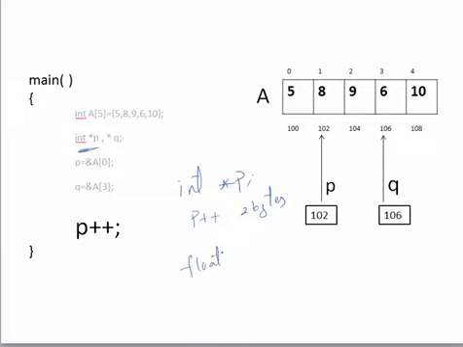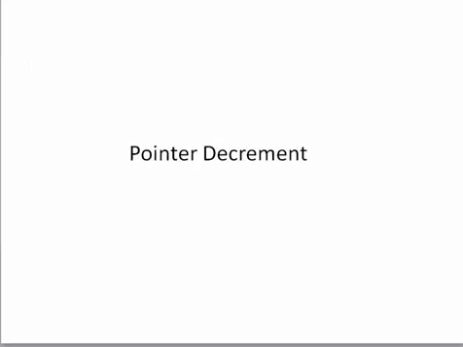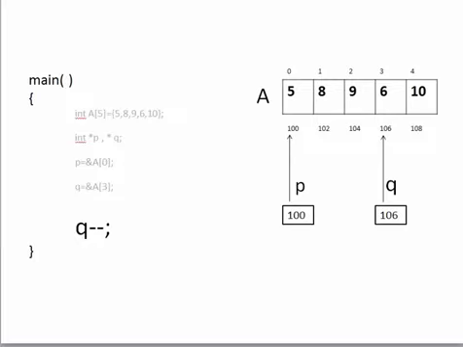If it is a float pointer, suppose P is a float pointer, then when you say P plus plus, it will increment by 4 bytes. So depending on the size of the data type, the pointer will move. Next operation is pointer decrement. If I say Q minus minus, then this pointer Q will move from 106 to 104. So it will decrement by 2 bytes. So Q is moved to the previous integer. Q minus minus, that is a decrement, means move to the previous element.